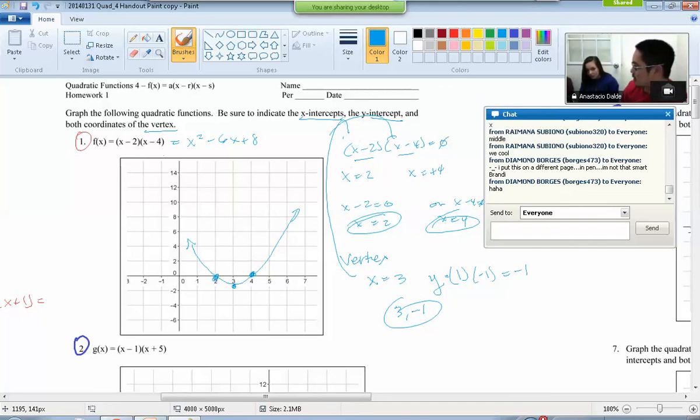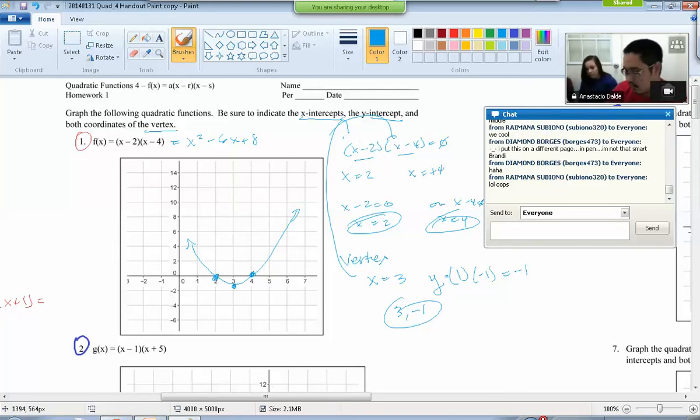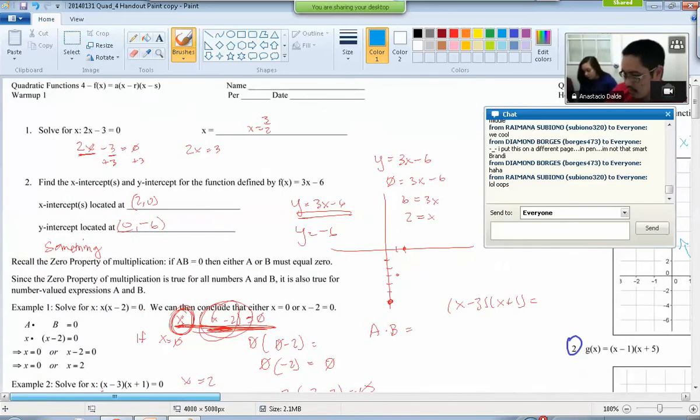We started class off with this. I want to figure out where it crosses the y-axis. What do I know about it? Here, I'll bring you back to the first page that we did. If I want to figure out where the x-intercept is, I know that what? Y equals 0. If I want to figure out the x-intercept, y equals 0. If I want to figure out the y-intercept, then x equals 0.